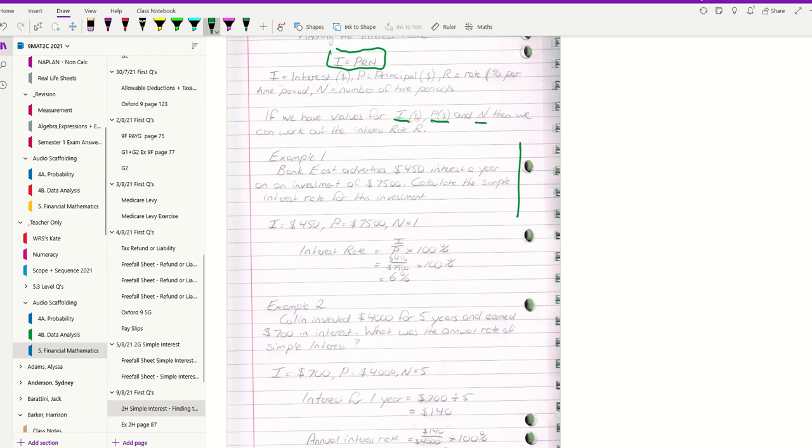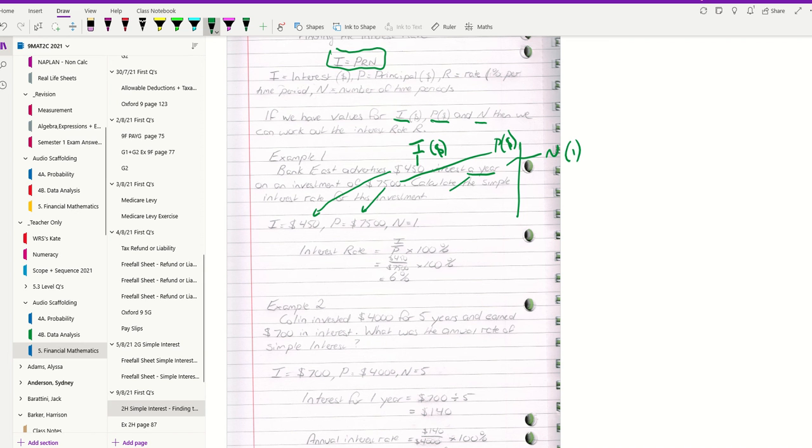So here we have our first example. It says the Bank East advertises $450 interest a year on an investment of $7,500. So this is our I in dollars. This is our P in dollars. It says calculate the simple interest rate for the investment. Now it tells us that it is the interest every year, so in this instance they've given us N, which has a value of 1. So if we write that down, I equals 450, P equals 7,500, and our N on a yearly basis is 1.